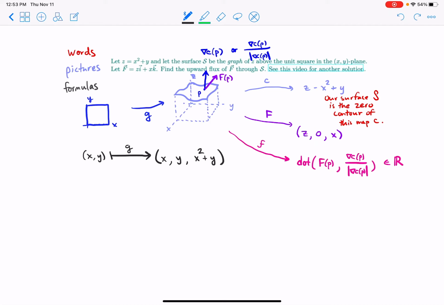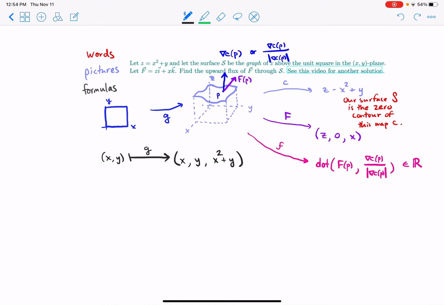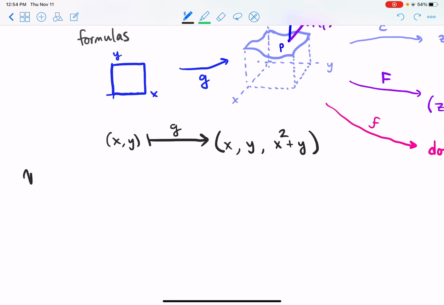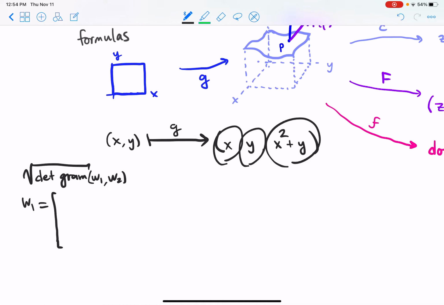But that means we need, volumes are distorted. When you go from this nice square up to this curvy thing, you are distorting volumes. So we need to right away compute the square root of the determinant of the Gram matrix. There are 2 input variables, so we'll have 2 columns of the Jacobian. W1 will be what? Well, the x derivative.